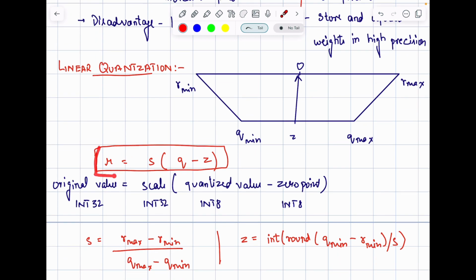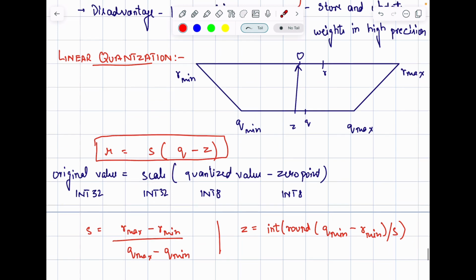Okay, so what is the formula that governs this? This is simply a linear transformation. That is why it is called linear quantization. It says that R is equal to S into Q minus Z. What is R? R is the original value somewhere in this line. Okay, Z is the quantized value representation for 0 on the original range. Q is the quantized value. For example, if you have R somewhere here, let's say Q is getting mapped here, right? And S is called the scaling factor. Okay, the scale is there.